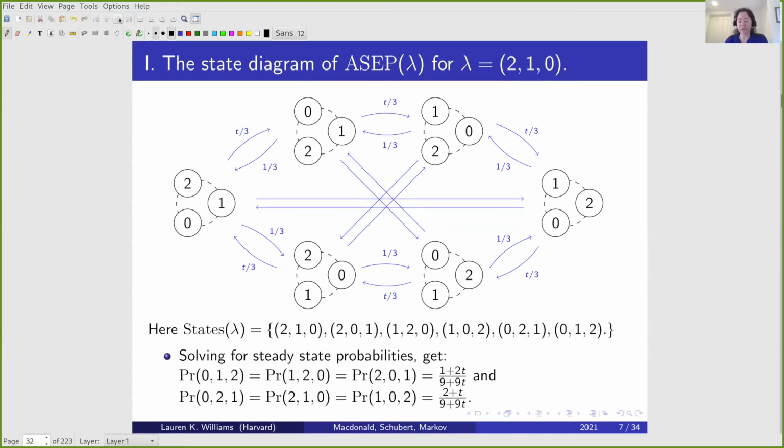Okay, so if you solve for the steady state probabilities, so this is the distribution you get if you let time go to infinity, then you get the following probabilities. So the probability of 0, 1, 2 is the same as the cyclically shifted word 1, 2, 0, which is the same as the probability of the cyclically shifted word 2, 0, 1, and it's 1 plus 2t over 9 plus 9t, and the probability of the other 3 states is this 2 plus t over 9 plus 9t. Okay, so this is a very small example, which you can just solve using linear algebra.